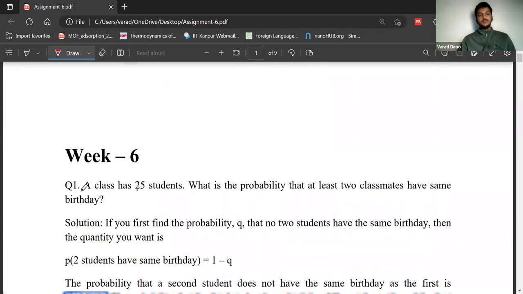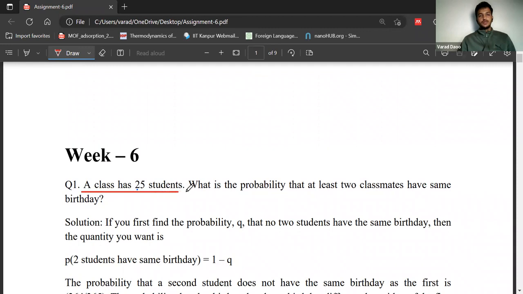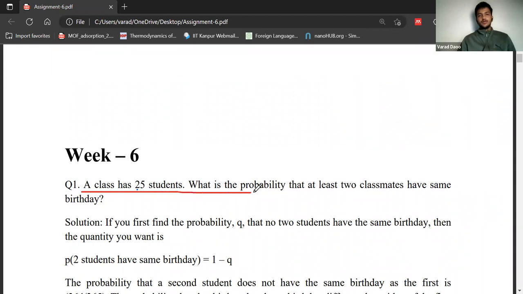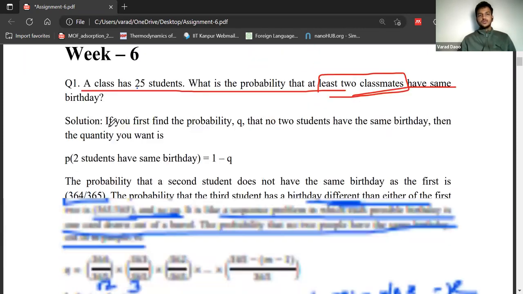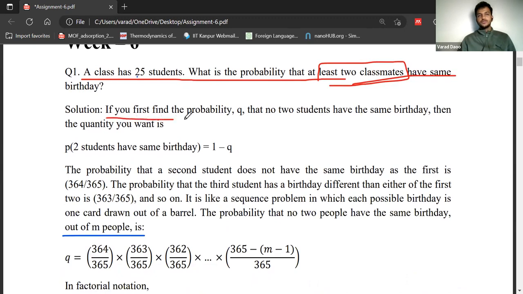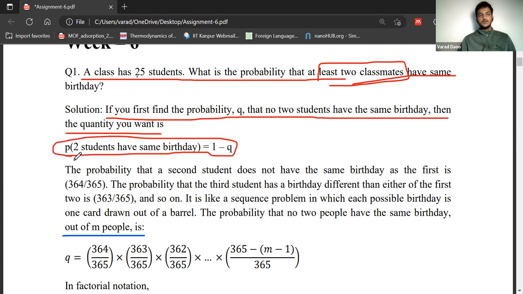Okay, so the question is, a class has 25 students. What we need is the probability that at least two classmates have the same birthday, right? So this will be nothing but 1 minus the probability of no two students having the same birthday. So if we first find the probability q that no two students have the same birthday, then the quantity we want, the probability of two students having the same birthday, is nothing but 1 minus q, right?